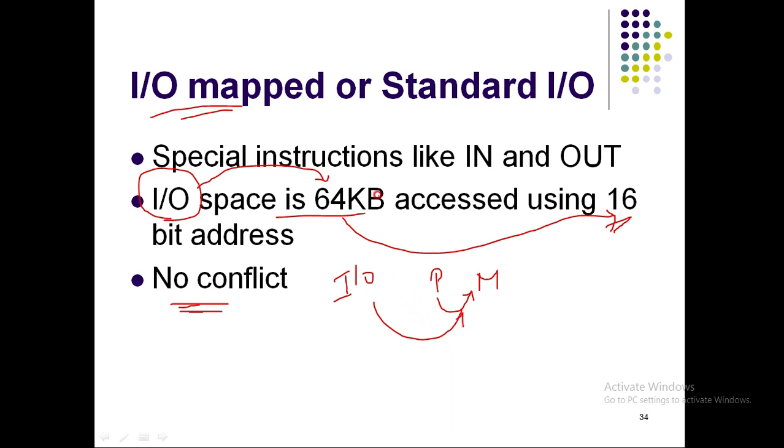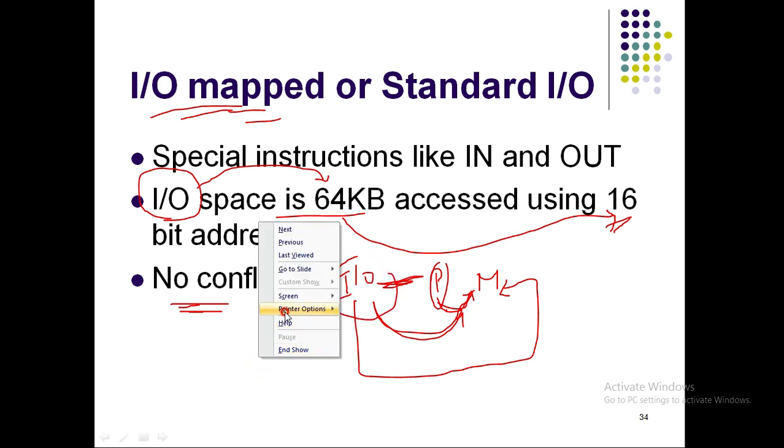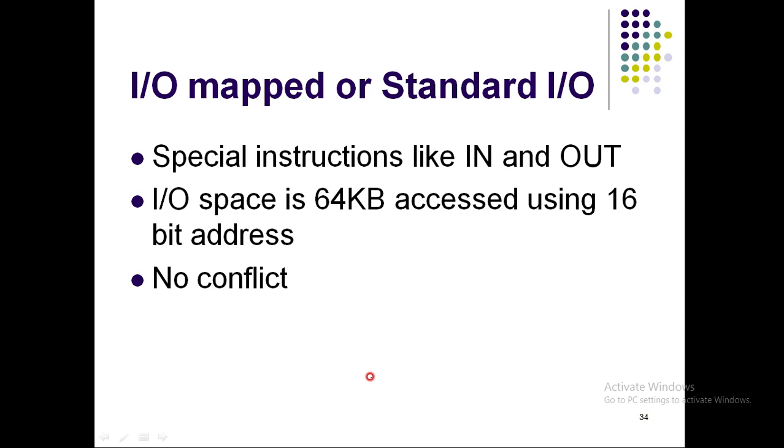Now in the IO mapped method, there is no conflict, no competition between the IO and the processor to access the memory, because the IO is not going through one common line to memory. Here it is going through a separate line to access the memory. Therefore, it is considered a separate entity. That's why there will be no conflict between the processor and the IO device in this particular method. Okay, so we'll finish off this method here.